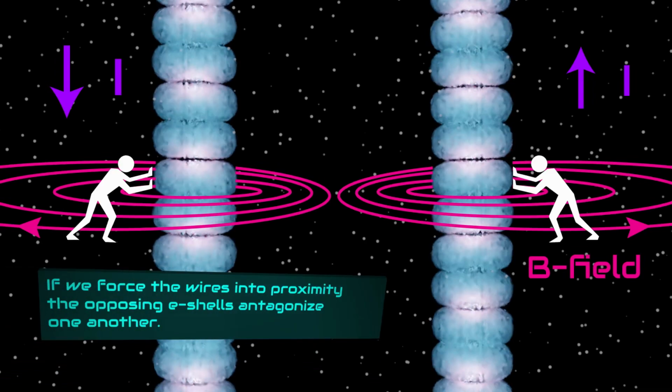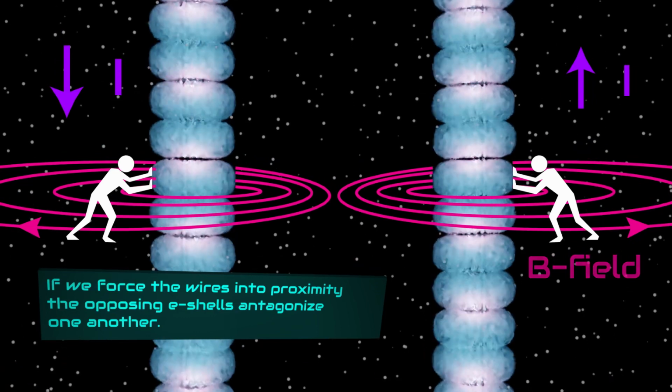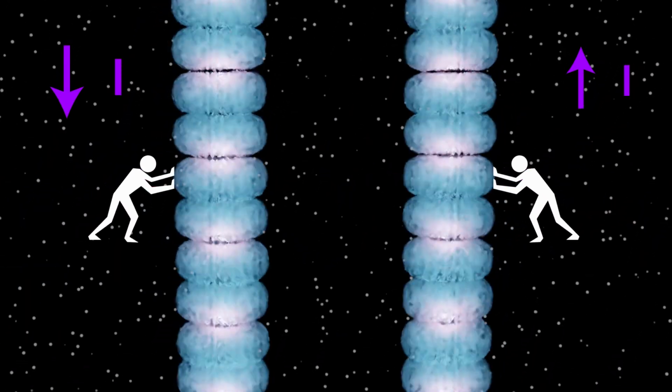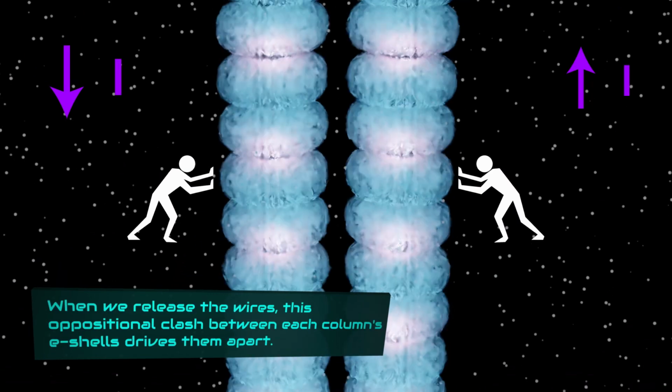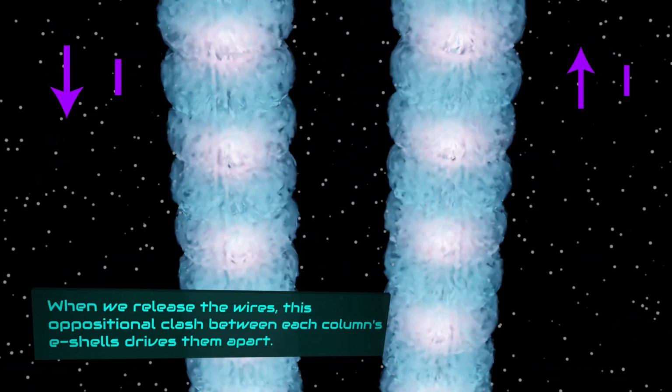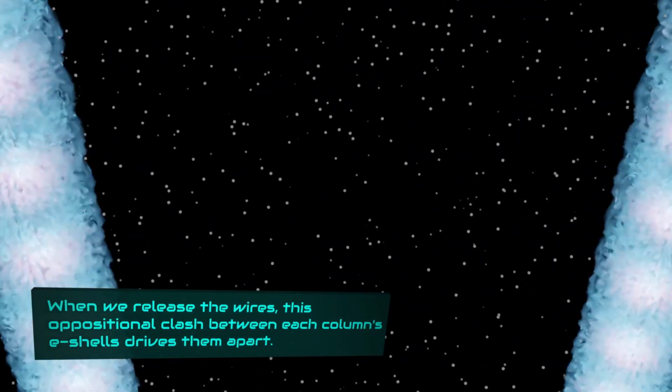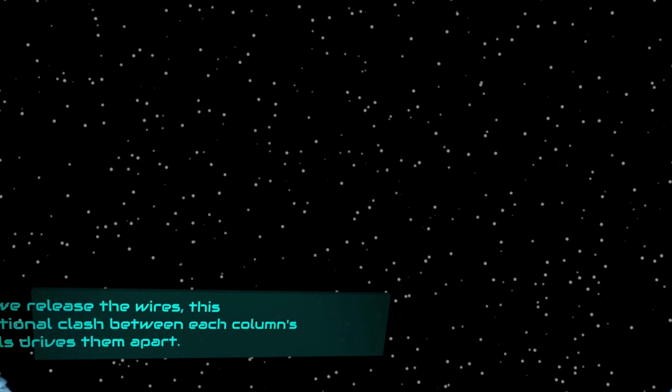If we force the wires into proximity, the opposing electron shells antagonize one another. When we release the wires, this oppositional clash between each column's electron shells drives them apart.